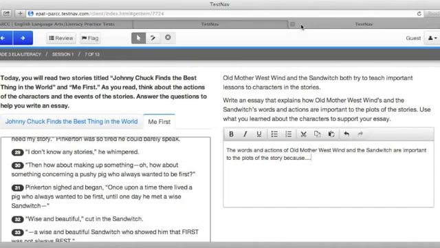On the English Language Arts test, in this case the grade 3 literacy test, the best examples of the free response questions are those in which you have to compose a written response to a prompt. In this problem, for example, it says to write an essay that explains how Old Mother West Wind's and the Sand Witch's words and actions are important to the plots of the stories. Use what you learned about the characters to support your essays.